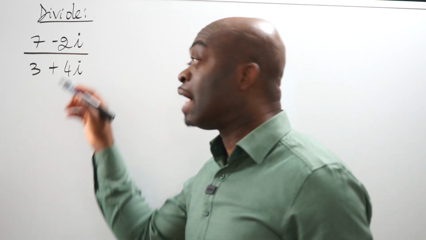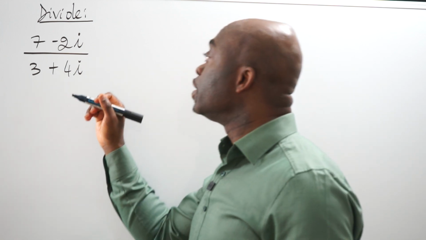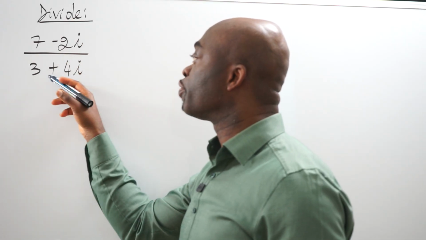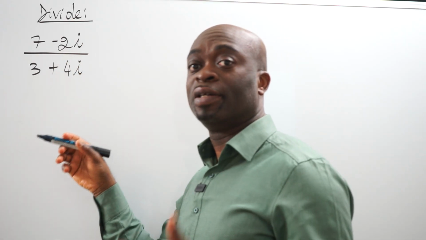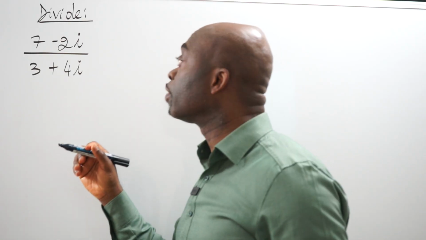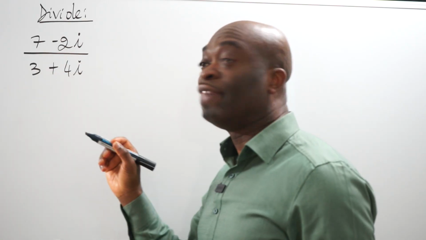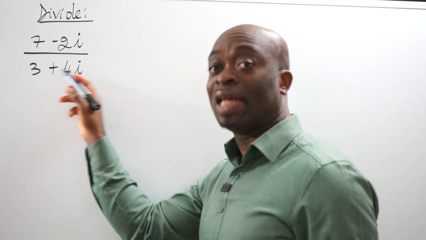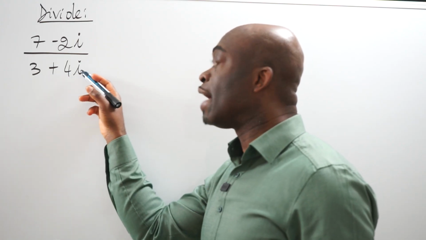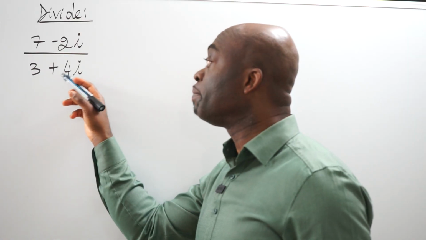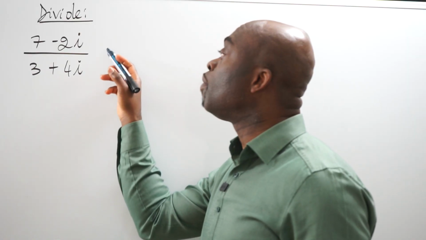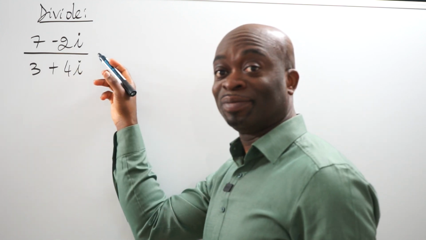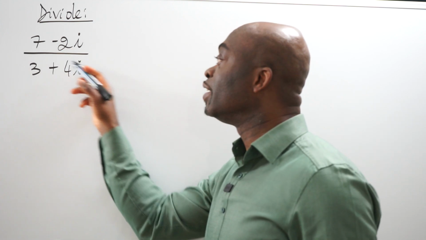Let's divide this complex rational expression here. So for us to be able to do that, we have 7 minus 2i over 3 plus 4i, where i stands for the imaginary number, okay? So for us to be able to divide it, what's going to happen? We're going to have to find the conjugate of the denominator. So 3 plus 4i, the conjugate is going to be 3 minus 4i, and then multiply this fraction by another fraction created with the conjugate.